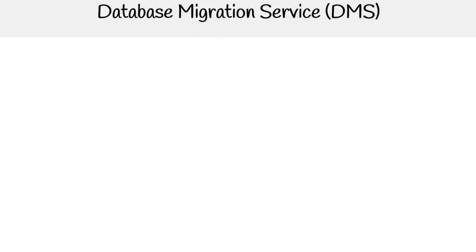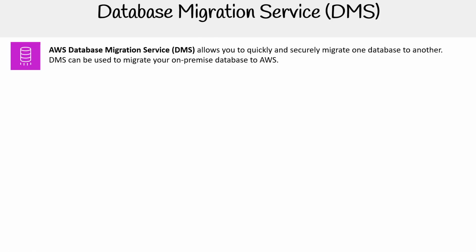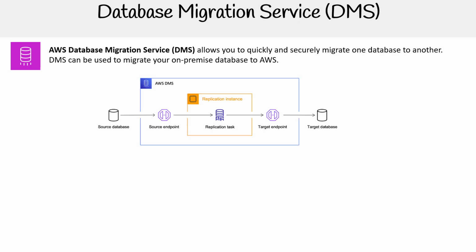Hey, this is Andrew Brown, and we are taking a look at Database Migration Service, also known as DMS, which allows you to quickly and securely migrate one database to another. DMS can be used to migrate your on-premise database to AWS.